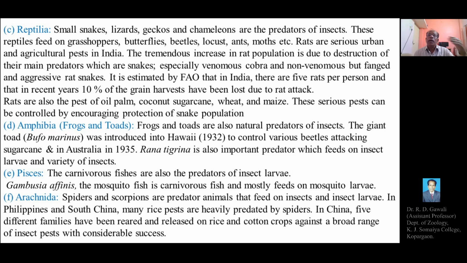So this is about predators like spiders and scorpions belonging to class Arachnida, which also help to control insect pests from rice or cotton fields. So these can be employed as predators to control different types of insect pests.